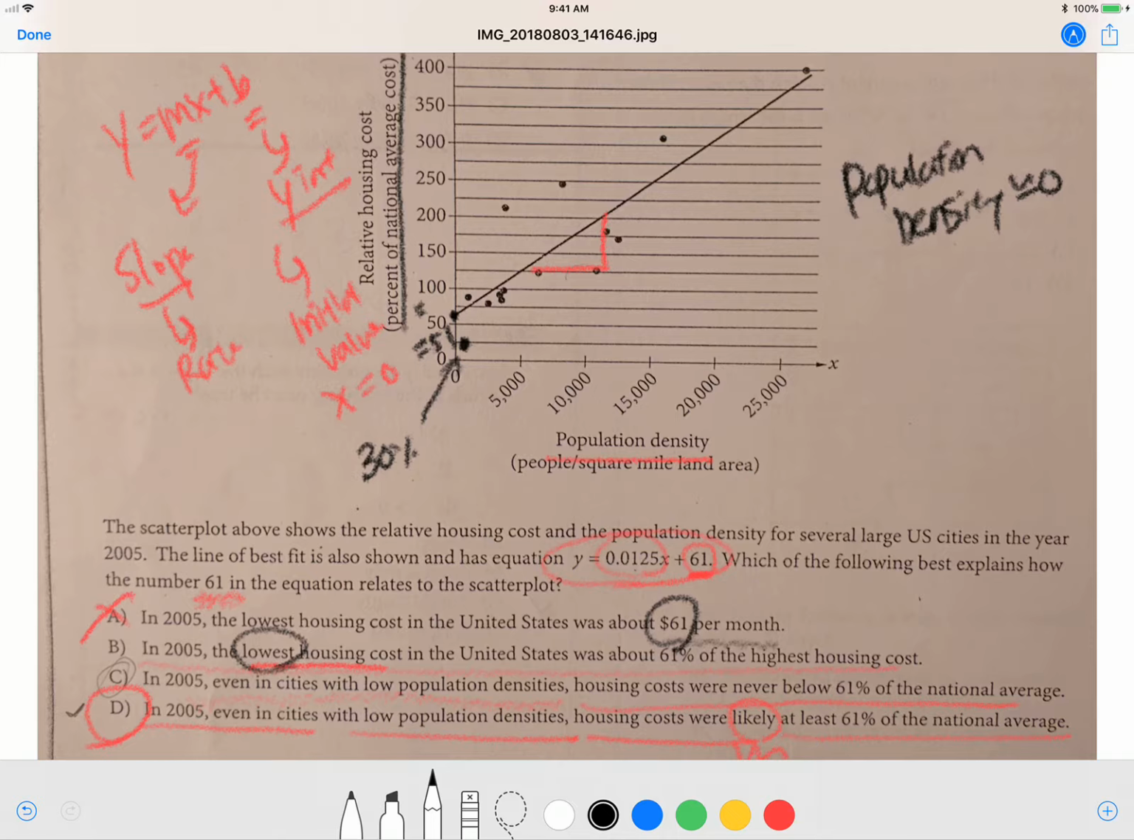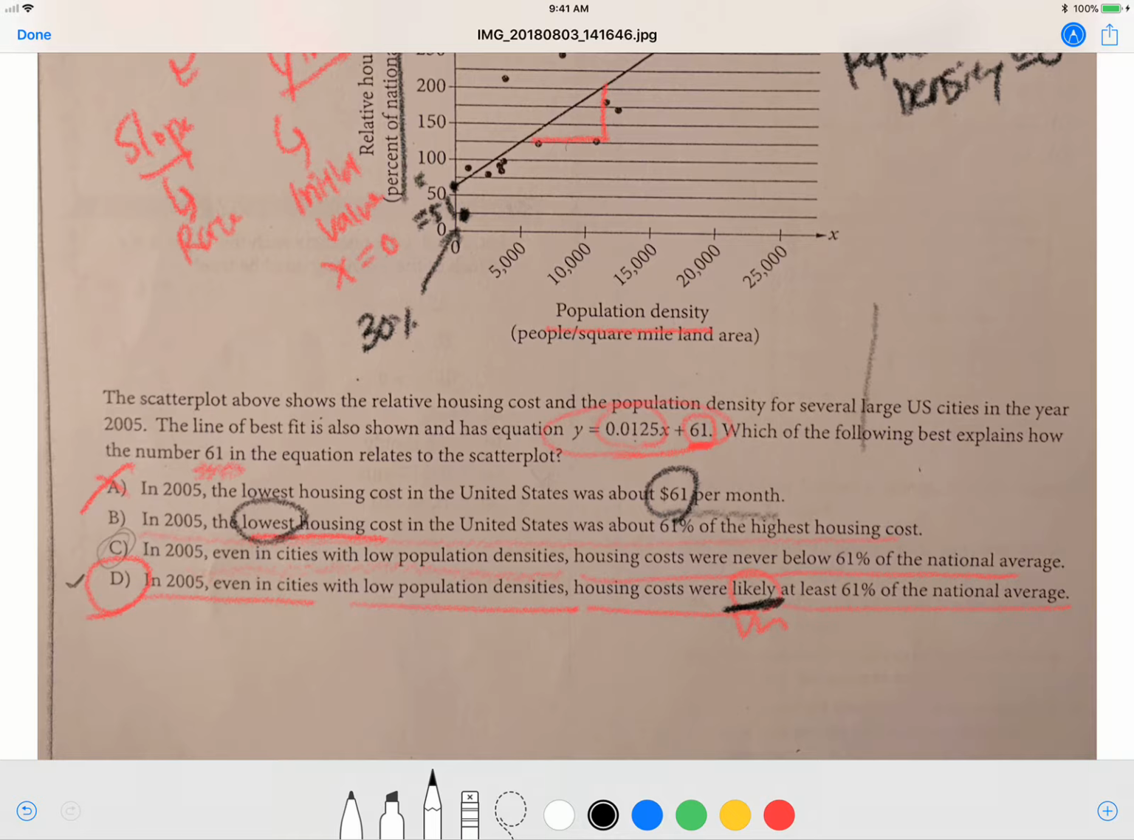If you say the word likely, right? If you said the word likely that it's going to be occurring, then it might be okay. But if you just bluntly say that it's going to be the lowest, well, who knows? There might be some housing that is maybe lower than 61%. You never know that. And same thing with C. The word here is the word never. Just like this one that I've drawn for you right here.